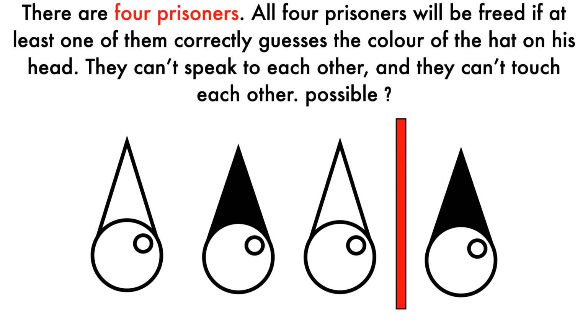There are 4 prisoners. All 4 prisoners will be freed if at least one of them correctly guesses the color of the hat on his head. They can't speak to each other and they can't touch each other. However, if they take part and one of them gives a wrong answer or none of them can work out the answer at all, then their sentences will be doubled.